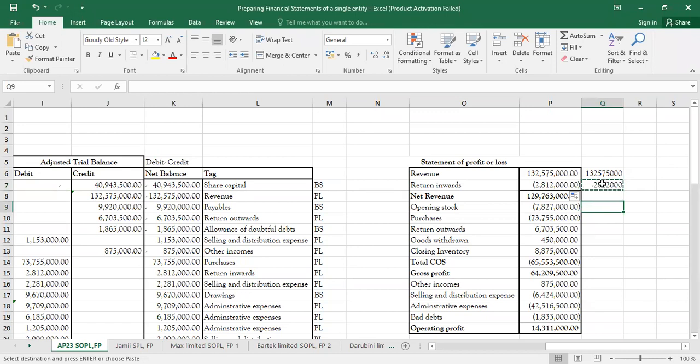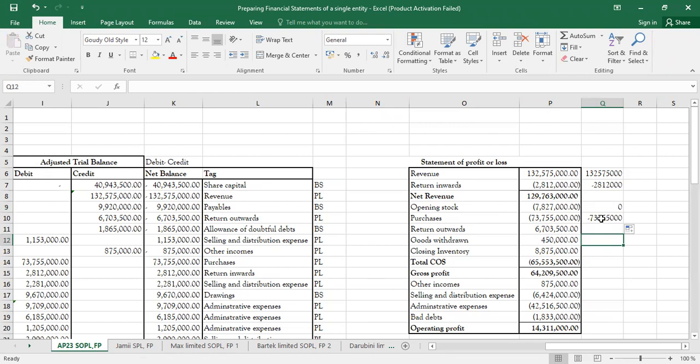You can just copy, Control C, and also you can just paste directly. But if I paste directly, the opening stock cannot be found on the adjusted trial balance, because on the adjusted trial balance we are talking of the closing balances. The opening stock cannot be there, isn't it? Maybe we go to purchases. We drag just down, isn't it? You can see purchases, it is being taken in as a negative.